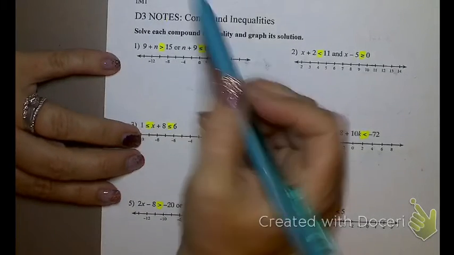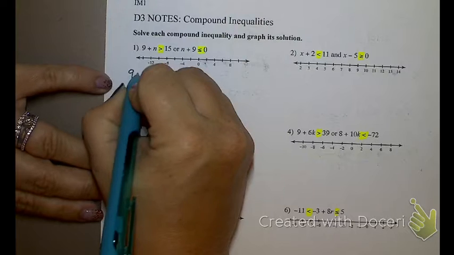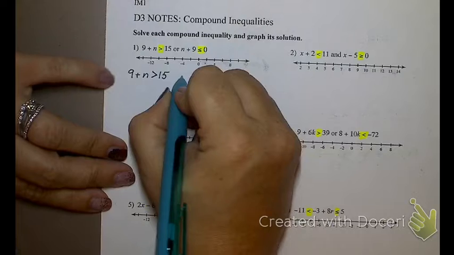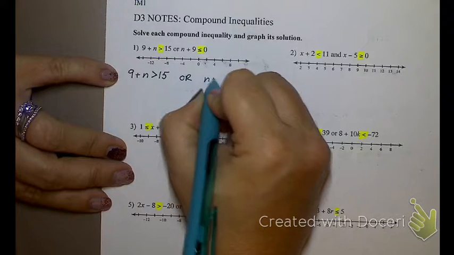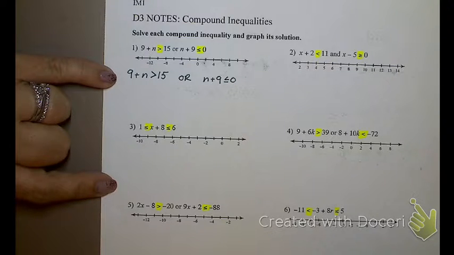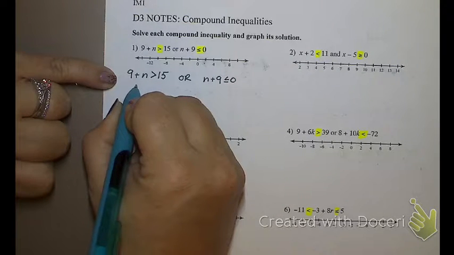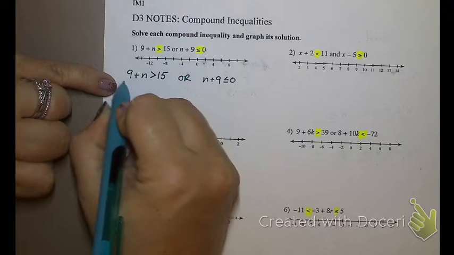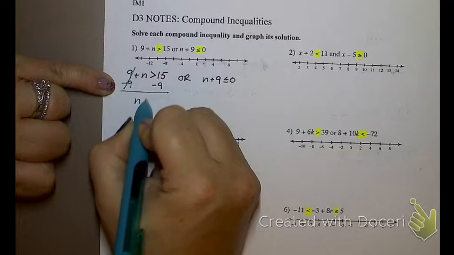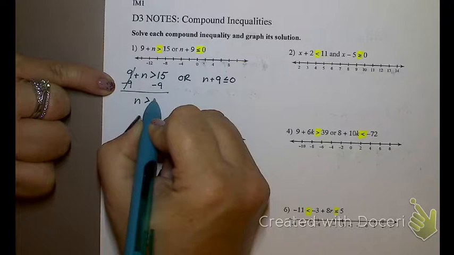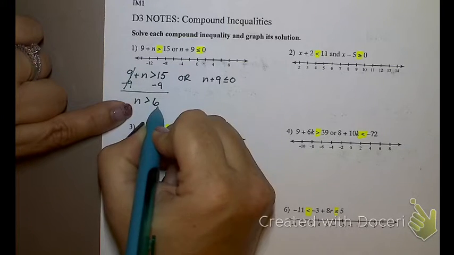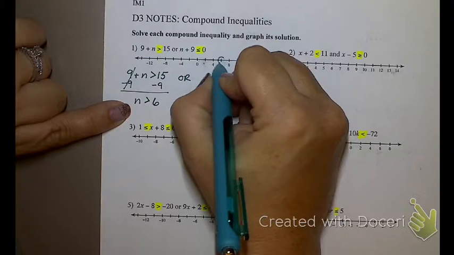Okay? So let's look at number 1. 9 plus n is greater than 15, or n plus 9 is less than or equal to 0. I basically have two things to solve here. What would I do here to solve this? Subtract 9. So n is greater than what? 15 minus 9 is 6. Would I put an open or closed circle on 6? So on 6, I'm going to put an open circle.